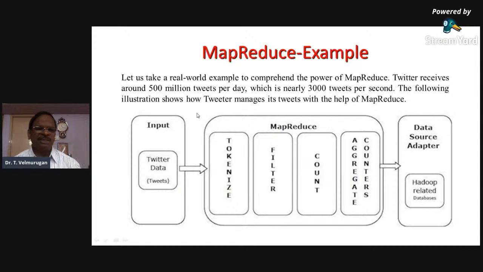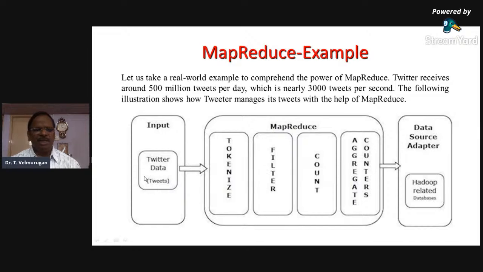The following illustration shows how Twitter manages its tweets with the help of MapReduce. So input is the Twitter data, tweets. The Twitter data are utilized in 4 tasks: tokenize task, filter task, count task, aggregate counters task. There are 4 tasks actually carried out in MapReduce. These 4 tasks are important tasks which are effectively utilized in the MapReduce method.